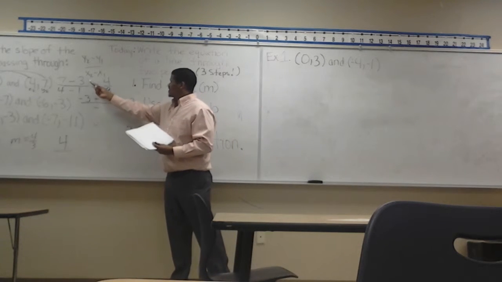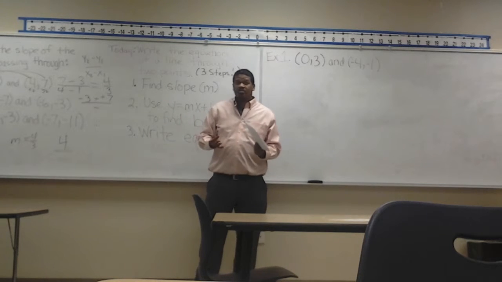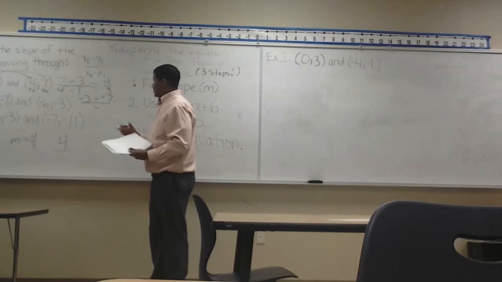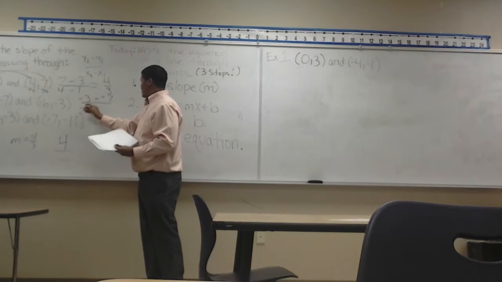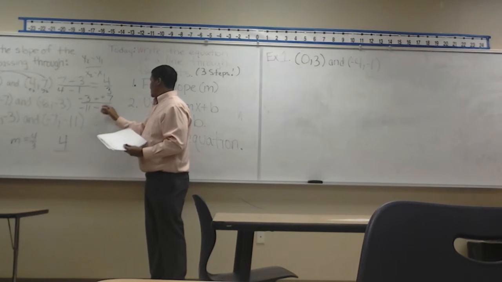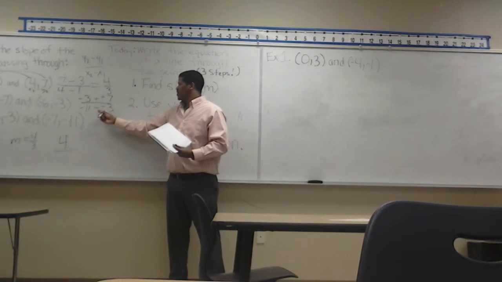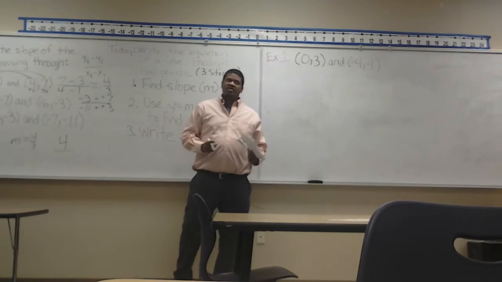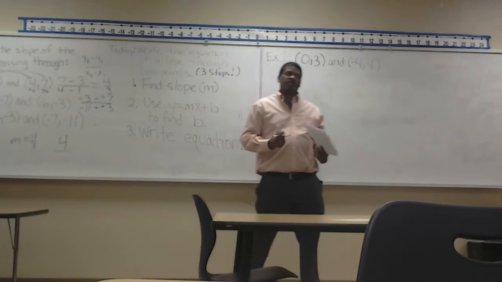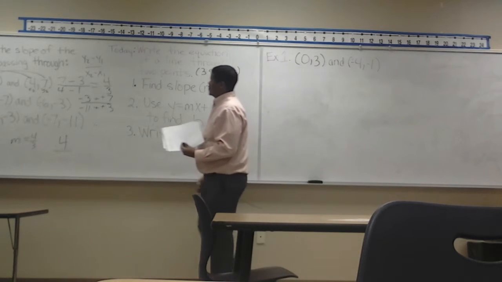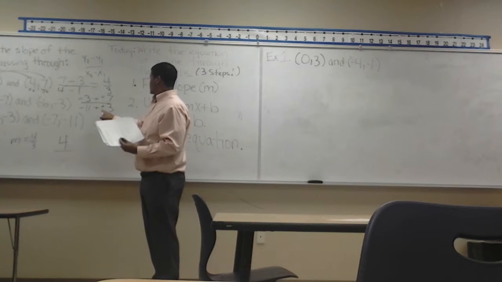On the bottom, x2 minus x1. What's the subtraction problem there? Right, so it's negative 11 minus negative 3. But he's right, when you subtract a negative number, you're really adding. So what is, and be careful here, what is negative 11 plus 3? What are you going to do? Let me get a number up, sorry.